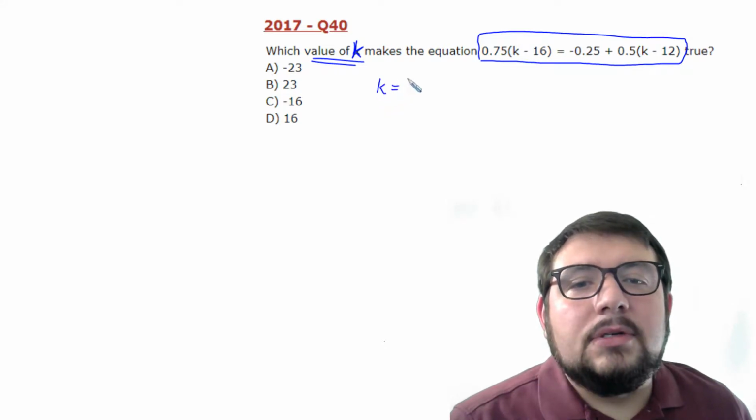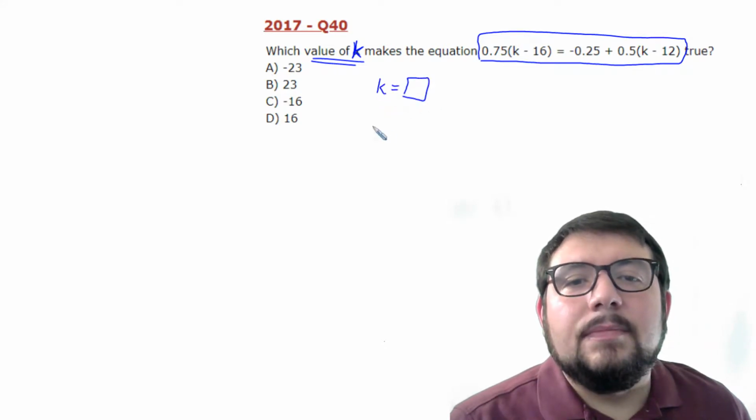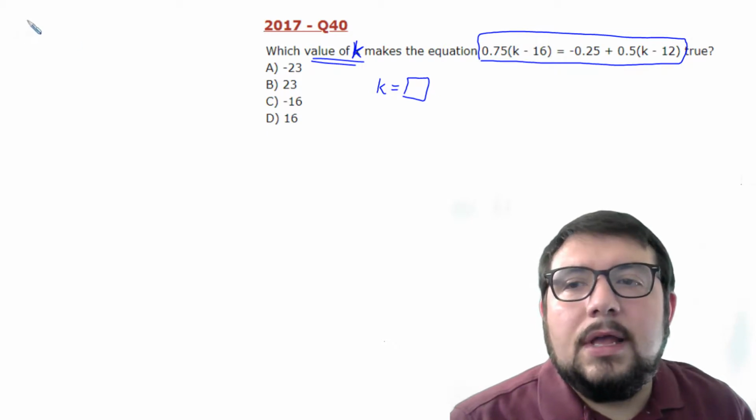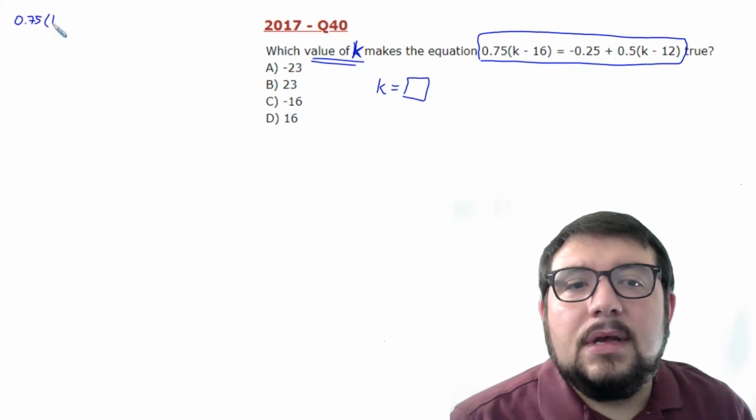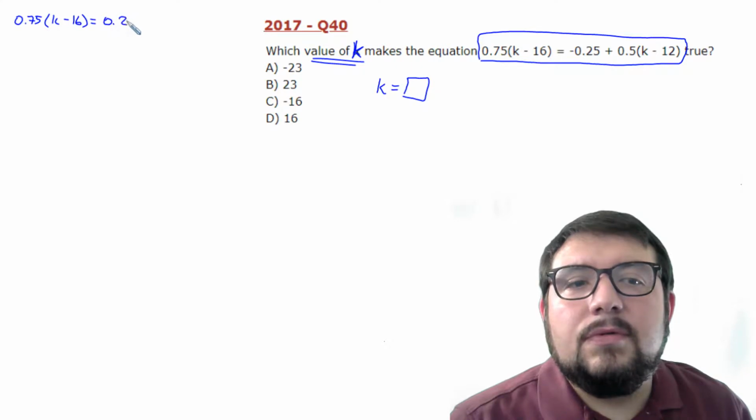I want my answer to look like this: k equals a number. So what can I do to make that happen? Well, some algebra. 0.75 times (k minus 16) equals negative 0.25 plus 0.5 times (k minus 12).